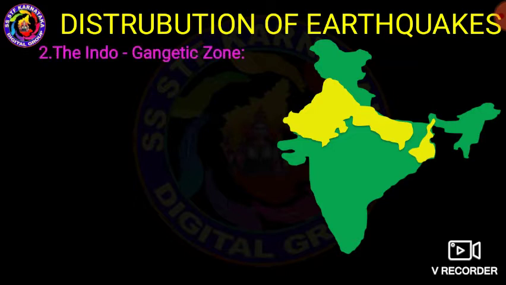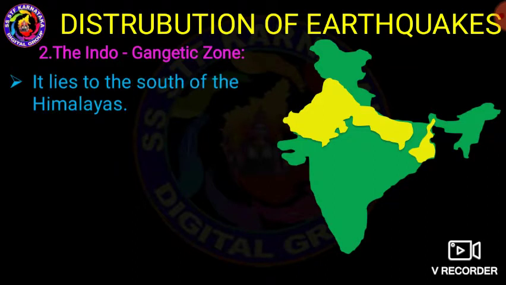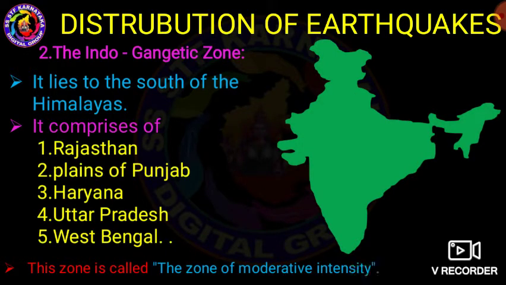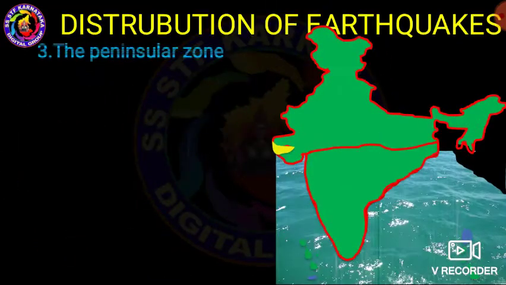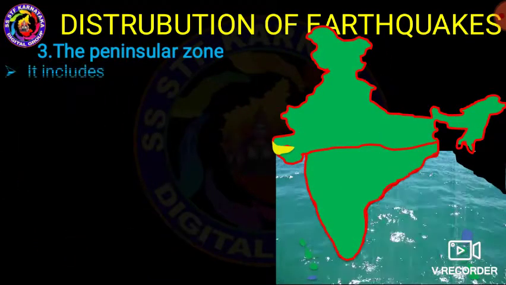Then the second one is the Indo-Gangetic zone. The Indo-Gangetic zone lies south of the Himalayas, and it comprises states like Rajasthan, plains of Punjab, Haryana, Uttar Pradesh and West Bengal. My dear students, keep it in mind, the Indo-Gangetic zone is also called the zone of moderate intensity. Understand?